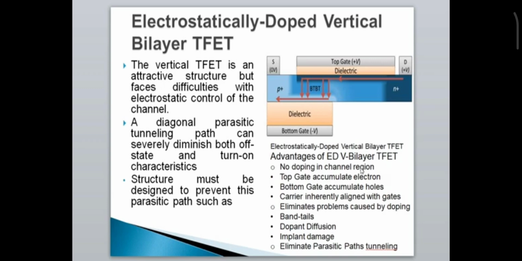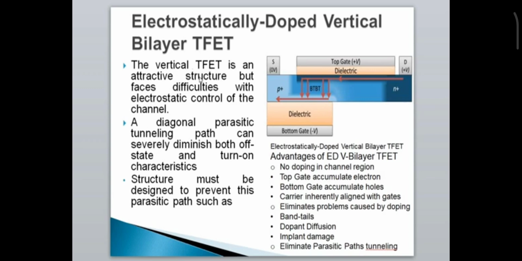Advantages of this device: no doping in the channel region, the top gate accumulates electrons and the bottom gate accumulates holes. Carriers inherently align with the gates. Another advantage is that it will eliminate problems caused by doping, band tails, dopant diffusion and implant damage. And the last one is the most important: it will eliminate parasitic path tunneling. This will help reduce the subthreshold slope to a minimum value.